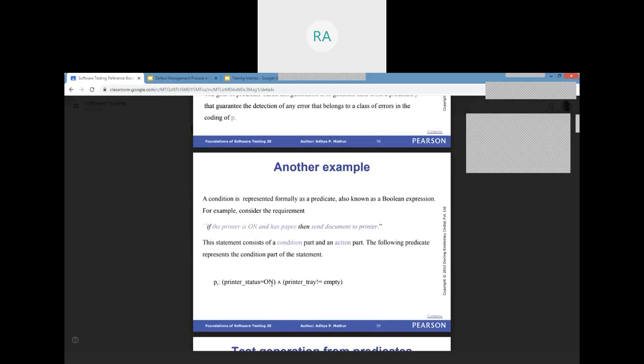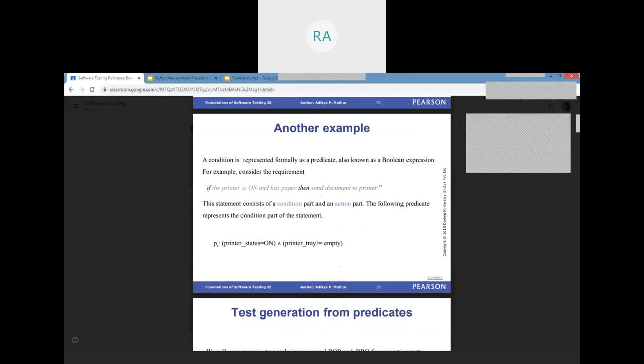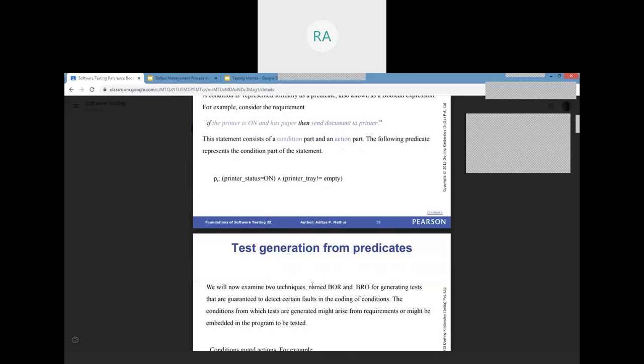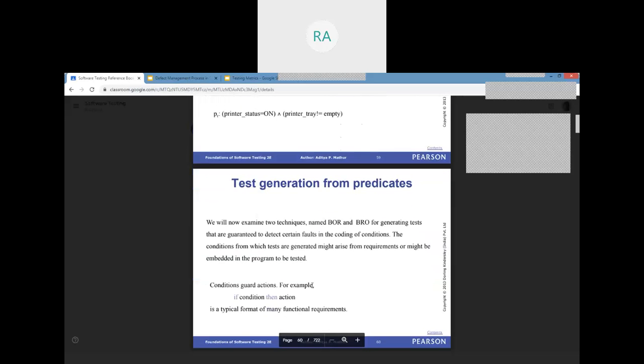Printer status is equal to, and this is the AND symbol. In discrete mathematical structures you might have studied this. And whenever the printer tray is not empty, that means there are papers in the printer tray. This is how they have written the predicate. Now, how can I generate the test cases from predicates?